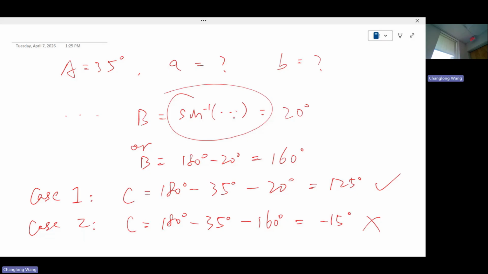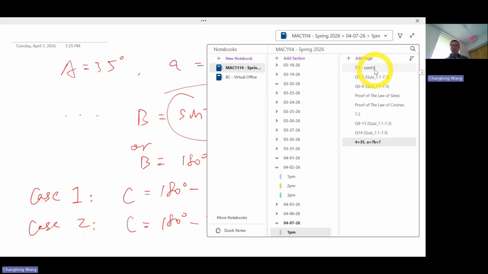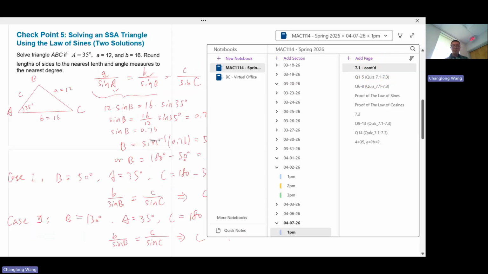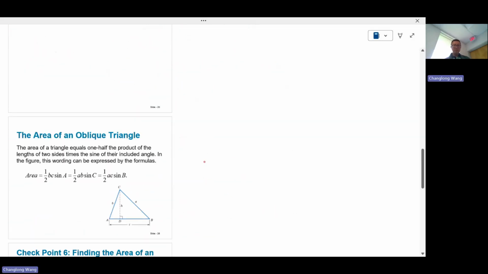Again, if you remember back in chapter 5, the restricted domain of the inverse sine is from -1 to 1, right? So you cannot put anything greater than 1 into the inverse sine function. All right. Anyway, so much for this. Moving on.